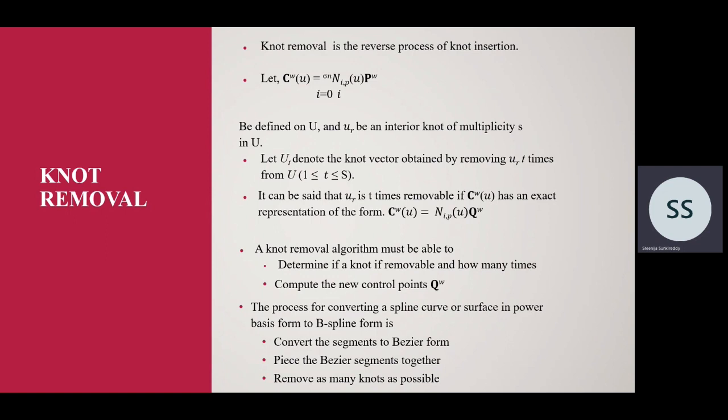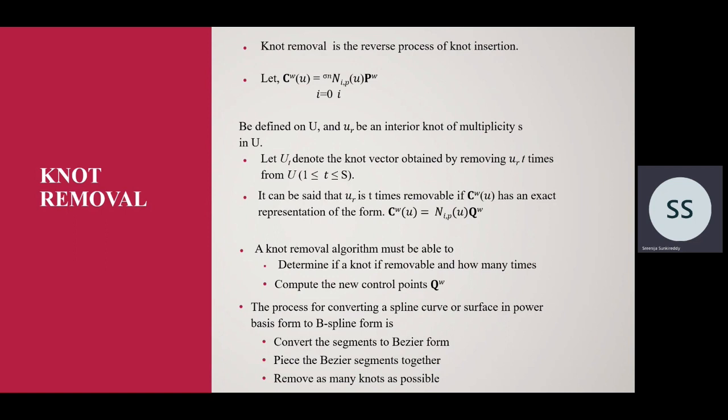u_r is the interior knot of multiplicity s. Let U^t denote the knot vector obtained by removing u_r t times from U, as U is the total array. It can be said that u_r is t times removable if C^w(u) has an exact representation of the form C^w(u) = N_{i,p}(u) Q_i^w. And a knot removal algorithm must be able to determine if a knot is removable or not and how many times it is removable. And it should be able to compute the new control points Q^w.